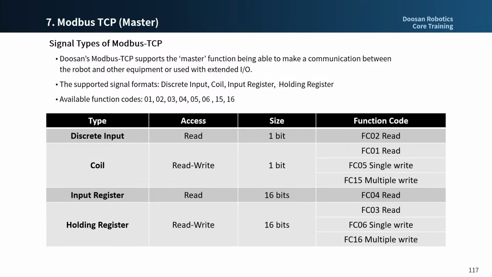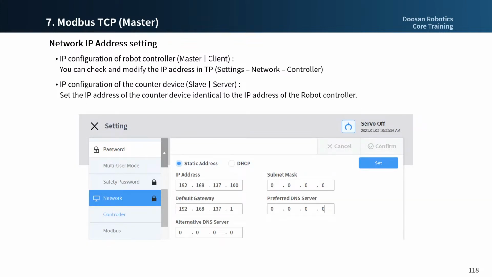So maximum 2 bytes, the size of data. The image shown in the screen is to set the IP address of the robot. You can modify the address in the setting menu.